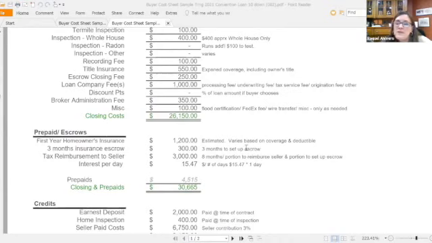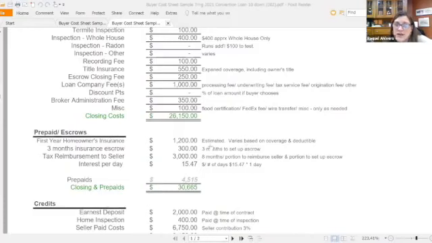So if you're closing in the middle of the month, you would do it times 15 days. In this case, we close on the last day of the month. You always count the day that you're closing. The day that you're closing, your buyer is charged for. And so with your insurance and your taxes and your interest, your prepaids in this case are $4,500. So the total amount due at closing would be $30,665.